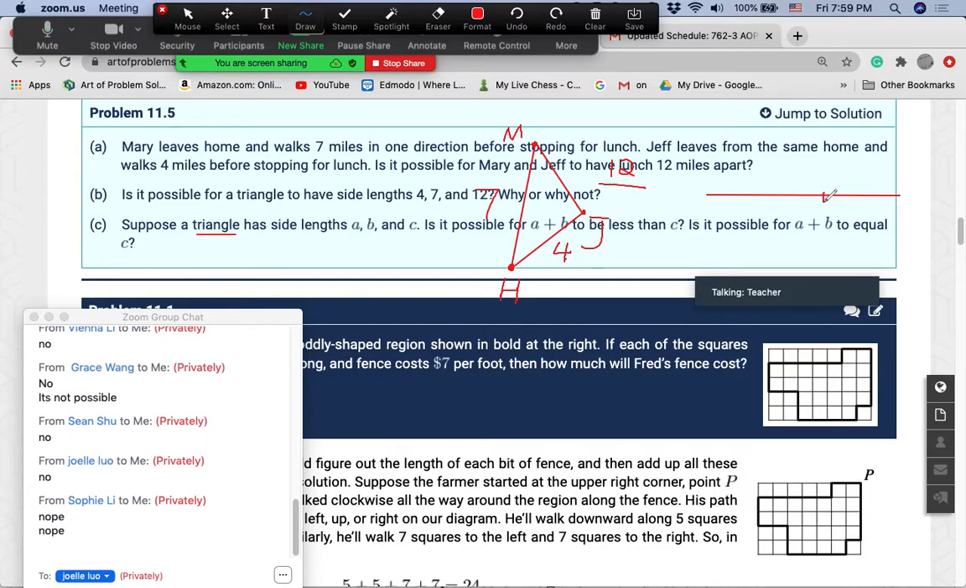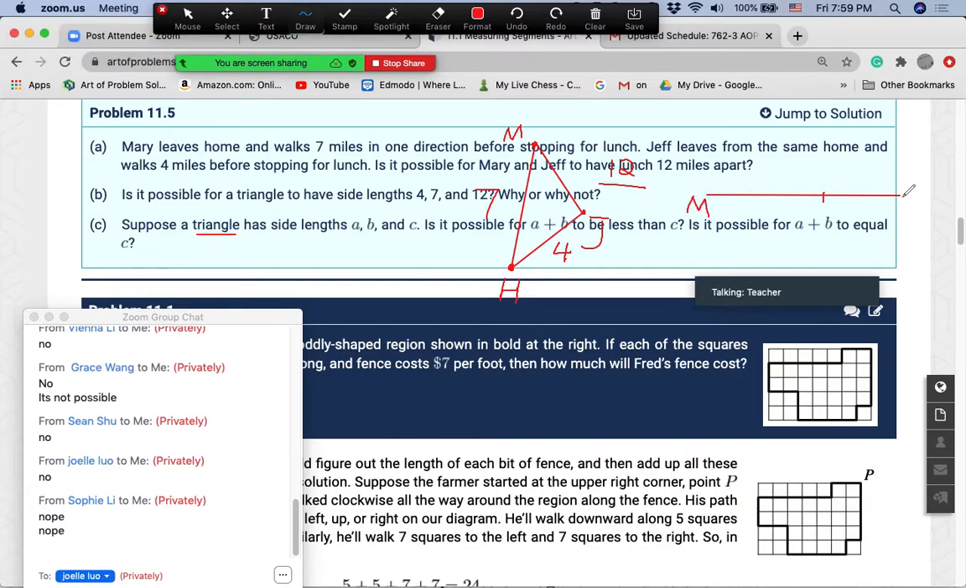They go in different directions, totally different directions. Suppose Mary goes to the west side and Jeff goes to the east side. Then this one's 7, this one's 4. So then you add these two distances together, that equals 11. It's also less than 12. But then, see this way, 4 plus 7 equals 11, but then they cannot form a triangle.